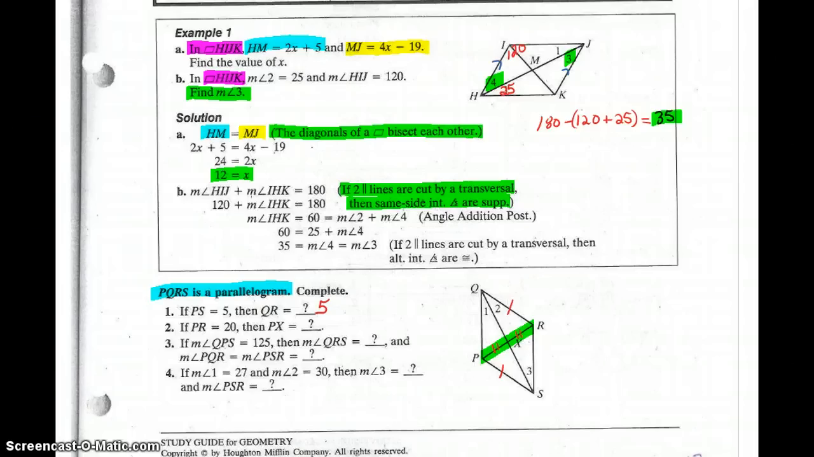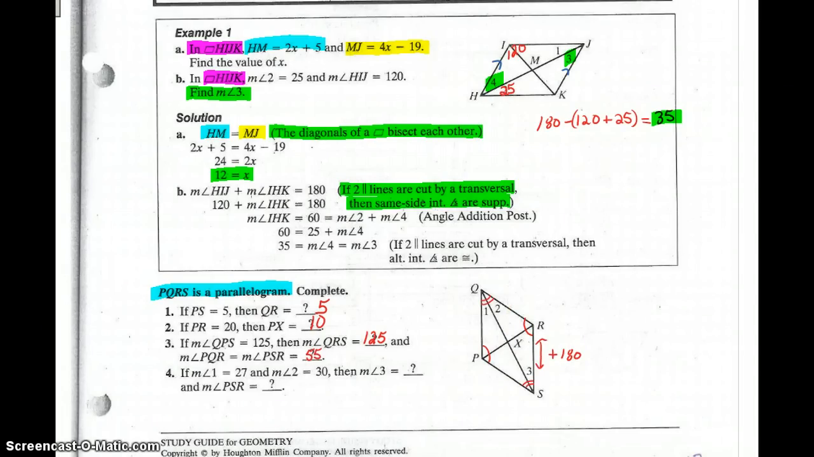So that means I can take the measure of the entire diagonal PR and split it in half, giving PX the measure of 10. Now that we can kind of see how these should work, try 3 and 4 on your own.